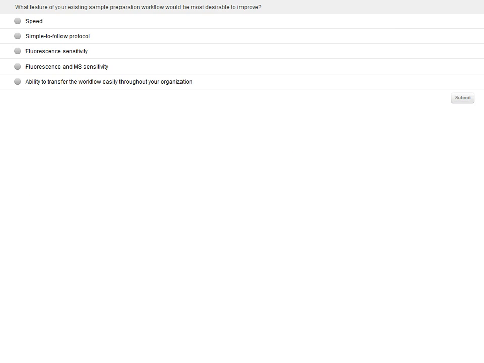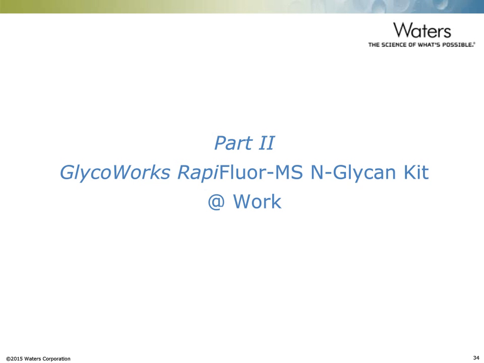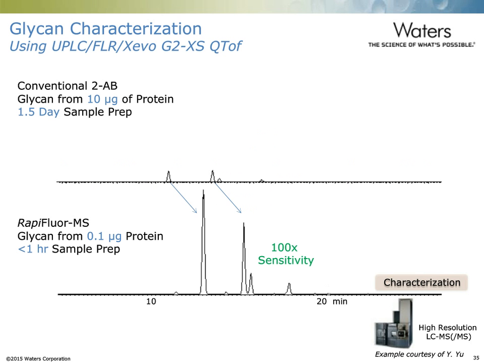Just as exciting as our developments in glycan sample prep are some examples that showcase how the GlycoWorks rapifluoramus N-glycan kit is facilitating glycan analyses. The first example that I'd like to share is that of glycan characterization. It should be pointed out that in these studies we are using a new Xevo G2-XS QTOF. This mass spectrometer is ideally suited for glycan characterization because it is constructed with a unique segmented high transmission efficiency collision cell that produces very high sensitivity MS and MS-MS analyses.